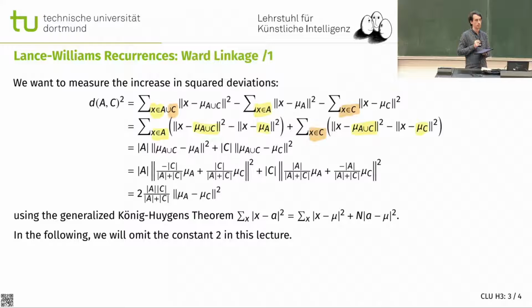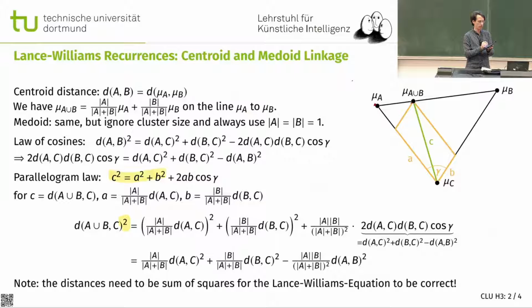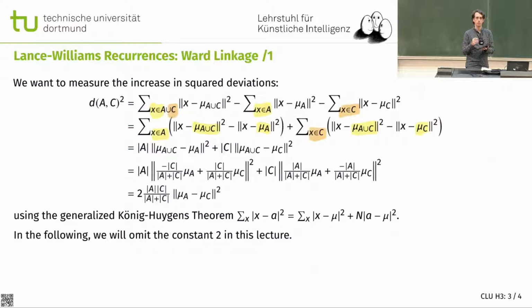That's also a point that I meant to emphasize in the previous one. All the computations that we did worked on squared distances. These squares come from these laws, cosines from the parallelograms. It only holds for the squared values. And the same thing is here. We are always working with the sum of squares. So we get a squared distance in here.